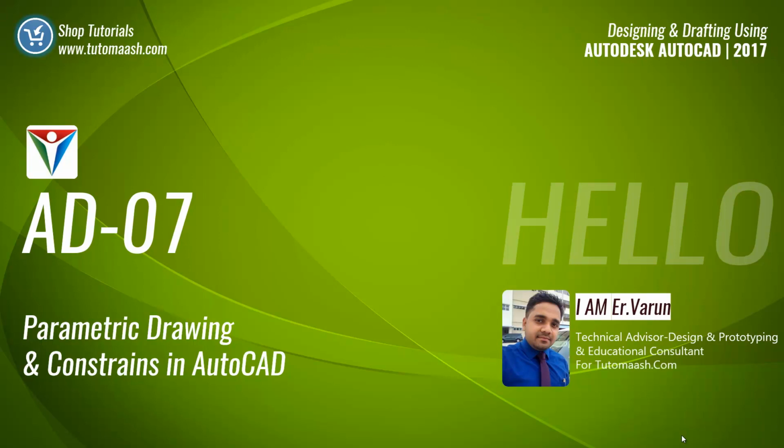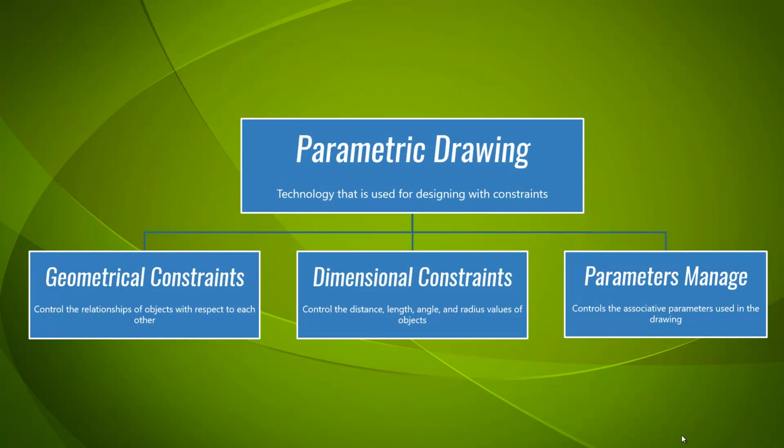In this session, we will be discussing parametric drawing and constraints in AutoCAD. Parametric drawings are divided into three: geometrical constraints, dimensional constraints, and parameters manager. Parametric drawing is basically the technology that is used for designing with constraints. So that means you can actually assign constraints to the object while you are designing. This will help you to modify the object in a much easier and faster way.